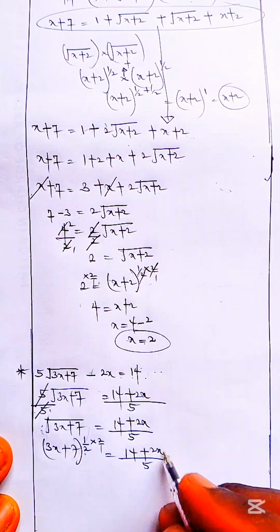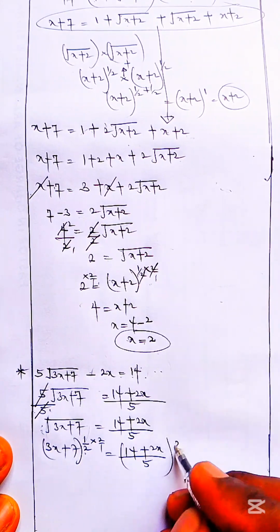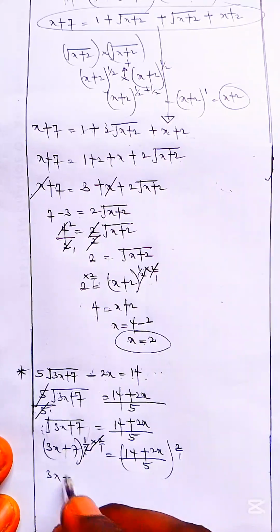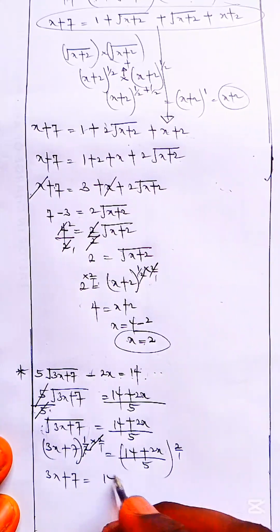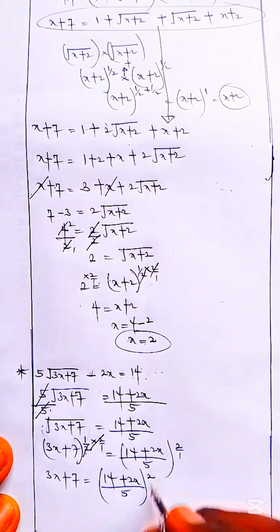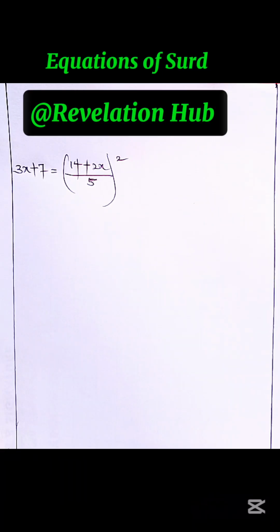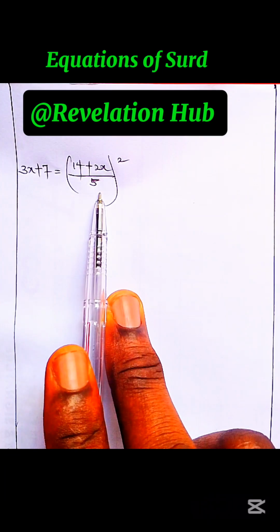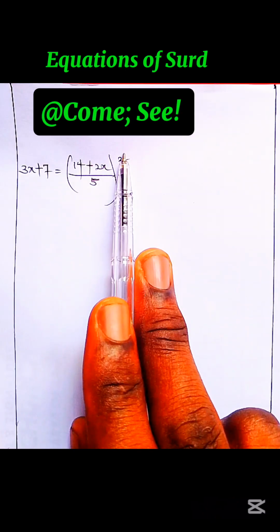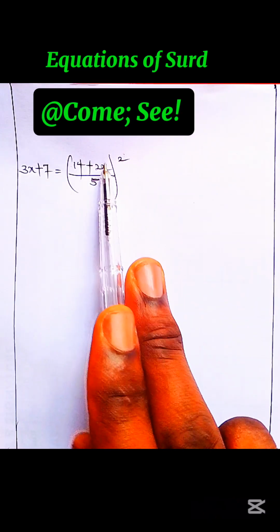So whatever I do to this, I will also do to this to keep it an equation. So 2 over 1, 2 takes out 2, this 3x plus 7 equals 14 plus 2x over 5 raised to power 2. So the next thing we do now is to expand this side. We got 3x plus 7 equals 14 plus 2x over 5, all in bracket raised to power 2. So we look for a way to expand this.